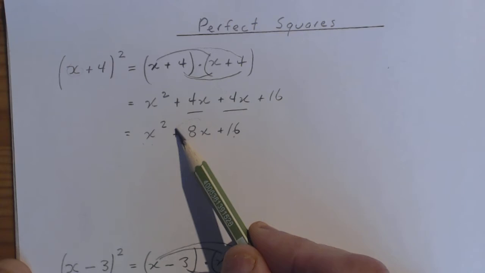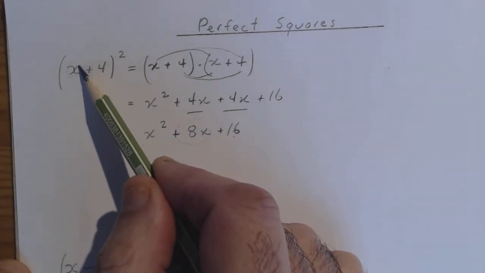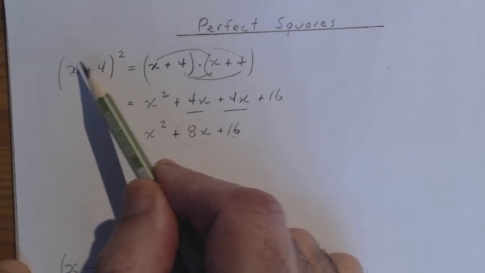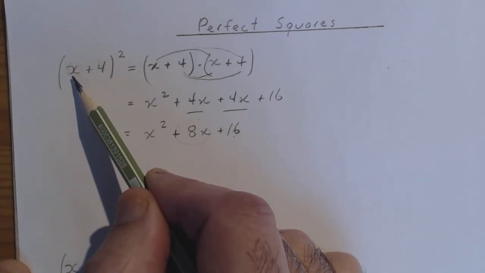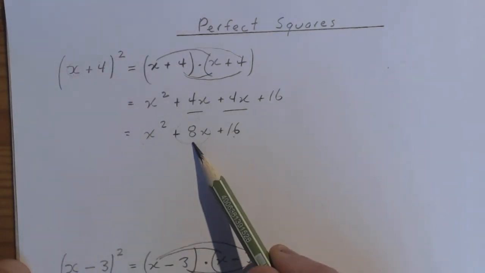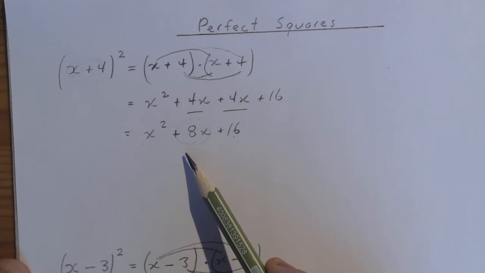But how do we get this 8x? You'll notice that if we multiply the two terms inside the bracket, so 4 times x gives 4x, and then we double it, we will get 8x. So 2 times 4x is 8x. Now that is a quicker method.